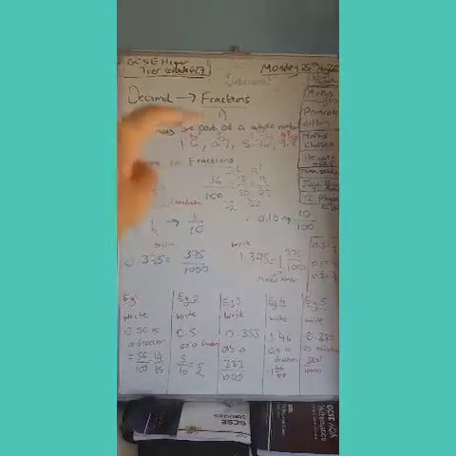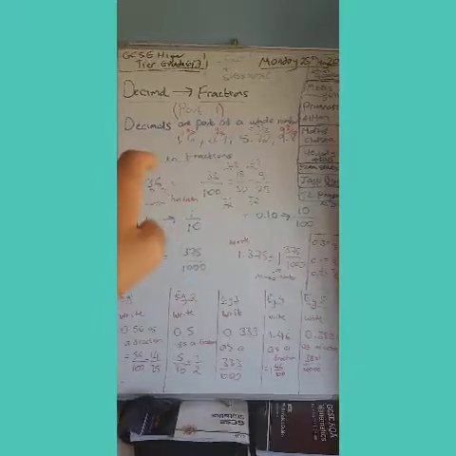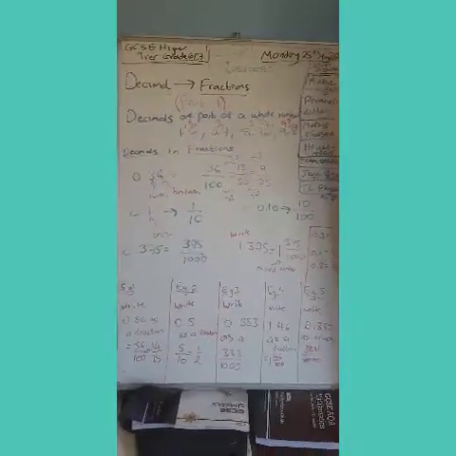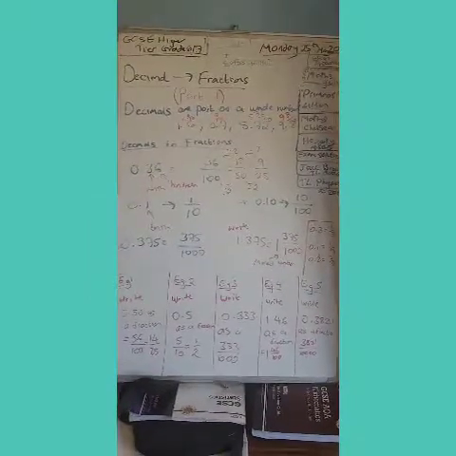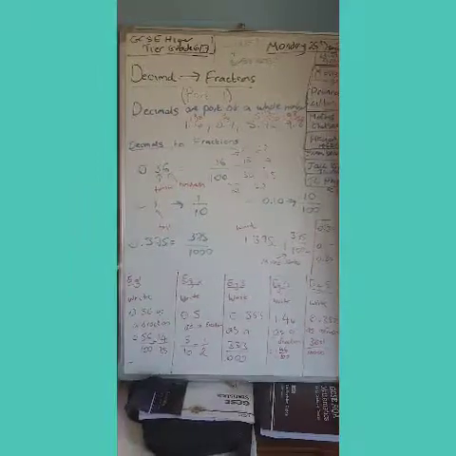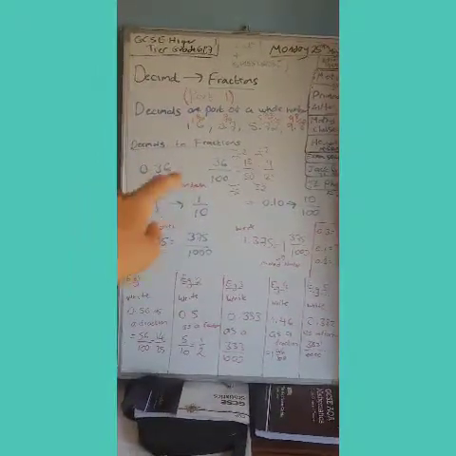Decimals to fractions, part one of the video. Decimals are part of a whole number. These are what are called decimals, so they have a decimal place. We're going to look at decimals to fractions. We're going to look at 5 examples for today, and then I'll go through a couple more as well. So this is what I call a decimal.